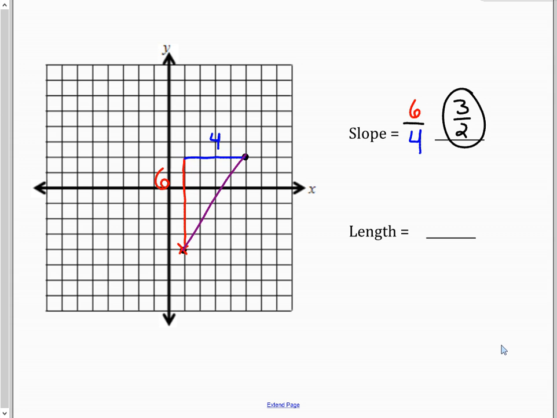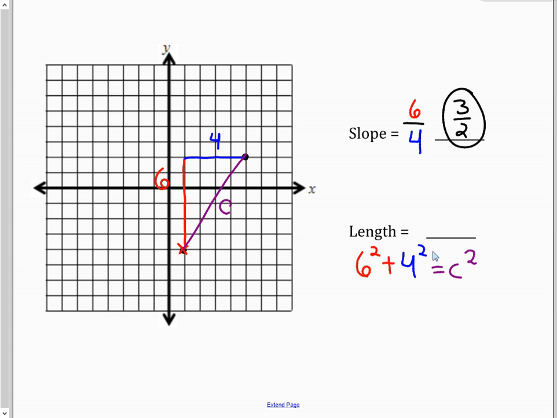So to do the length, I'm just using Pythagorean theorem now that I've done the counting and I have my A and I have my B. So I'm doing 6 squared plus 4 squared is equal to C squared. And I'm going to work that out on my calculator. And if you don't have one, grab one or use your phone, turn the long way.